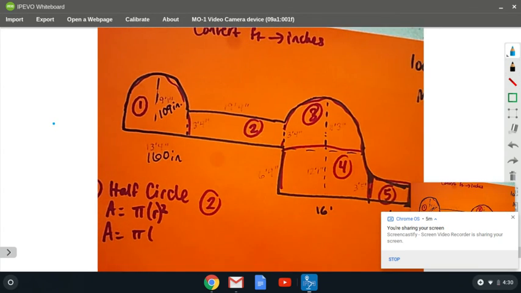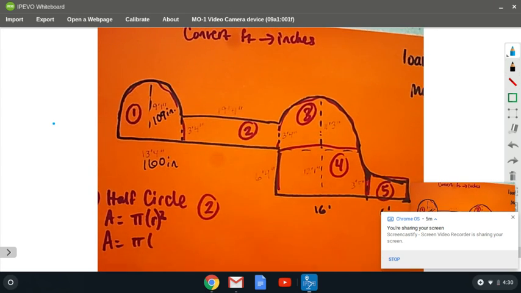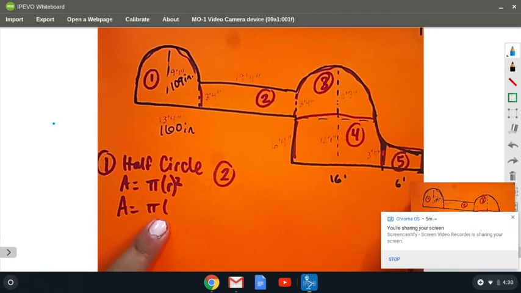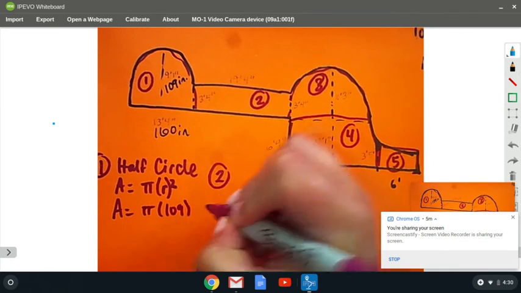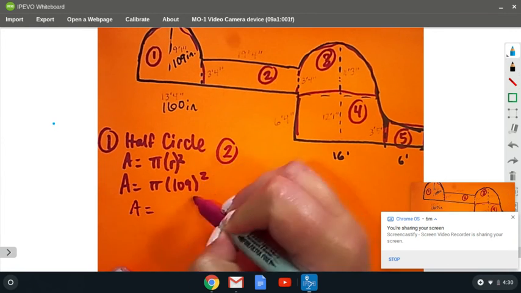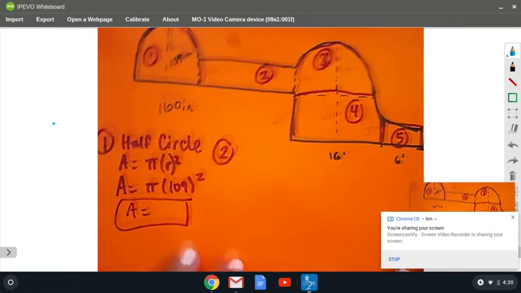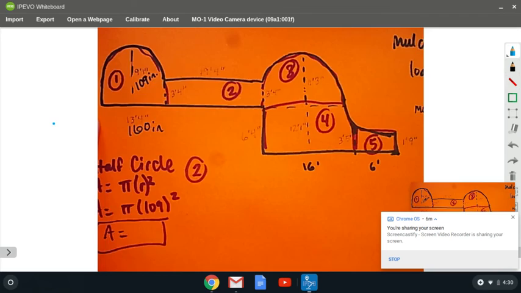If I complete that process all around the board, I will have all of my inches. You guys can take a minute and do those. I'm going to go ahead and start to show you what I'm going to do here for the half circle. For this half circle, I have pi. The radius is the 109 inches. I'm going to square that. When I put that in my calculator, I will find out what my area is for this. And once I do that, I'll be able to add it up to all the other areas to find the area of the whole thing.